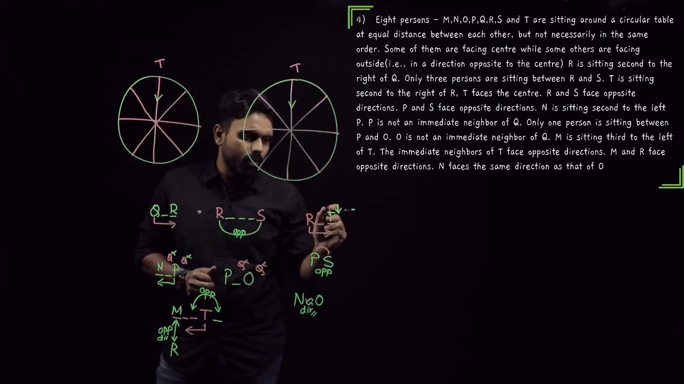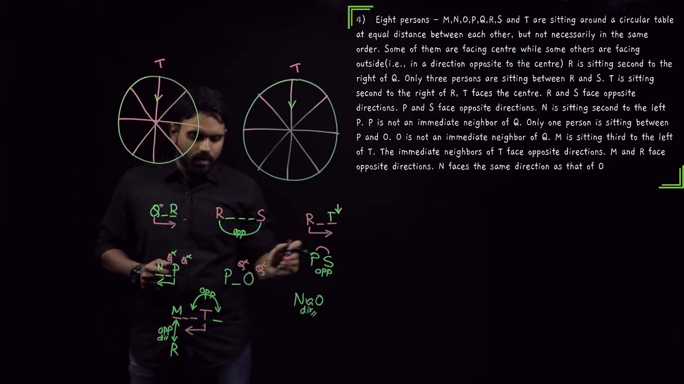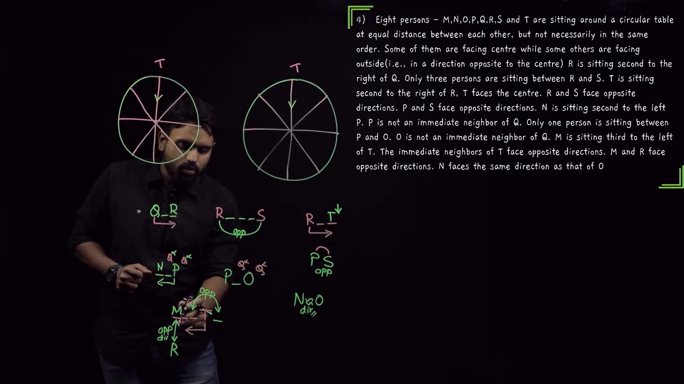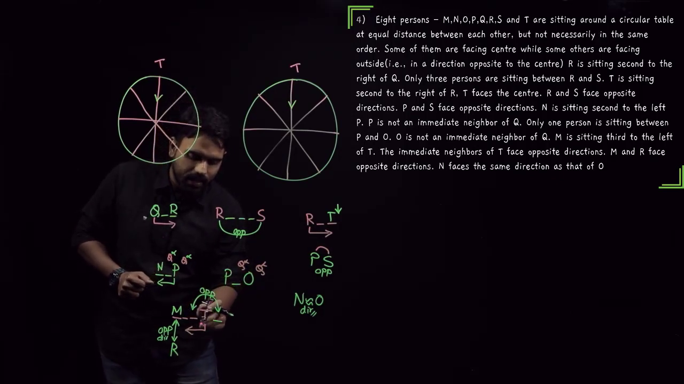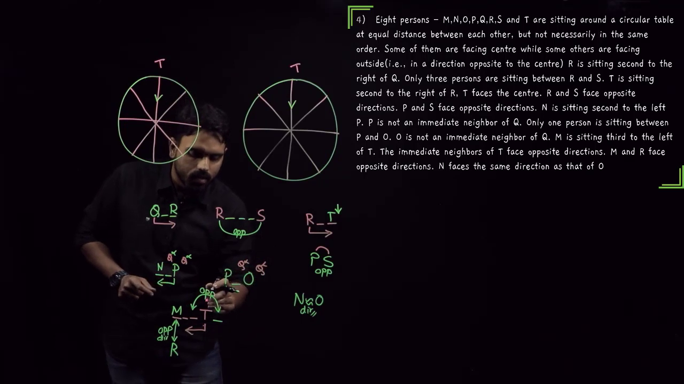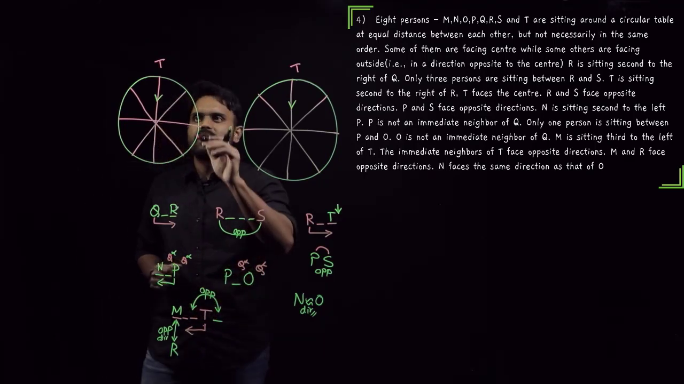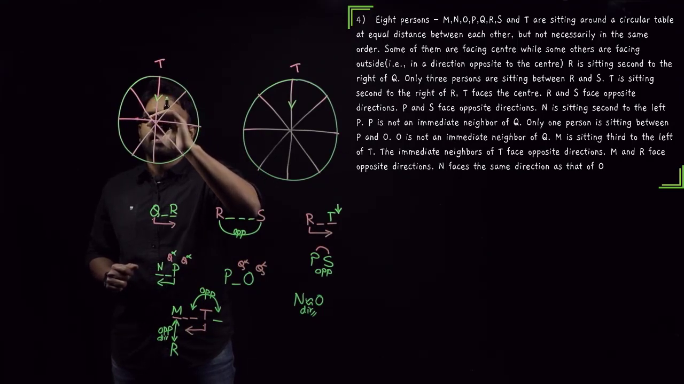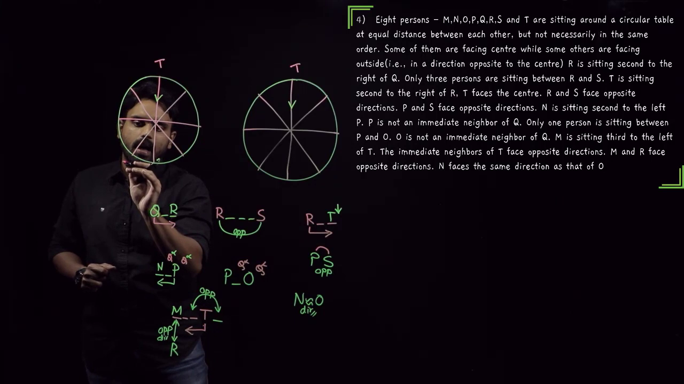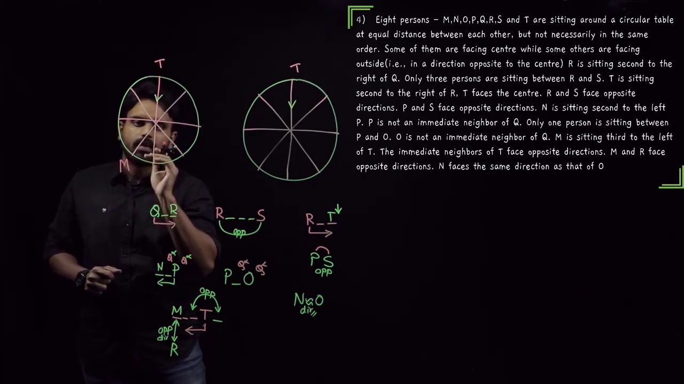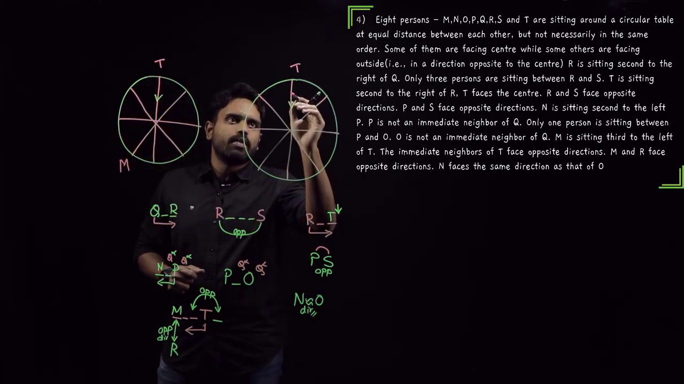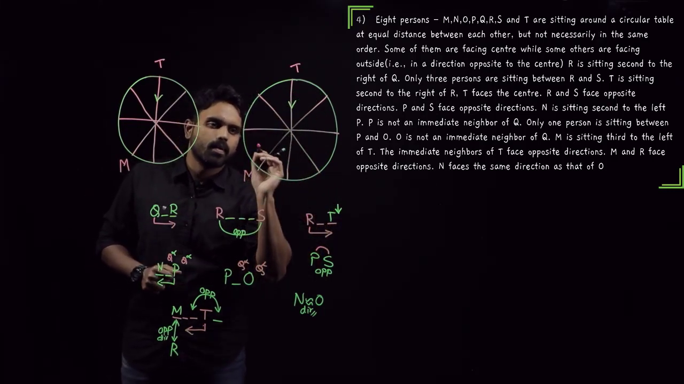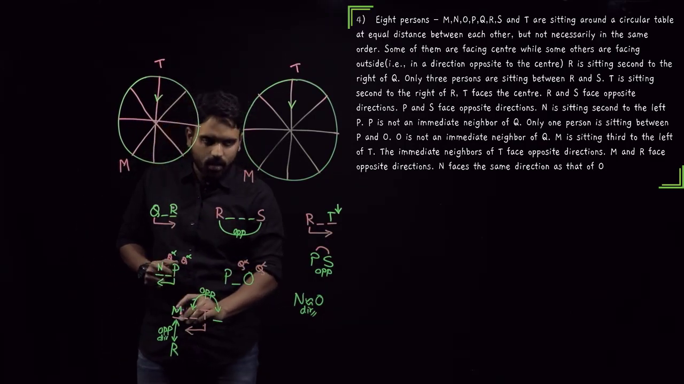Yes, any problem? Now, is there anything with respect to T that you have to write? Yes, I have a knowledge that third to the right of T, M is sitting. Third to the right of T, who is sitting? M is sitting. So, what is right of T? This is first to the right, second to the right, third to the right. Who is sitting? M is sitting. M is sitting third to the right of T.